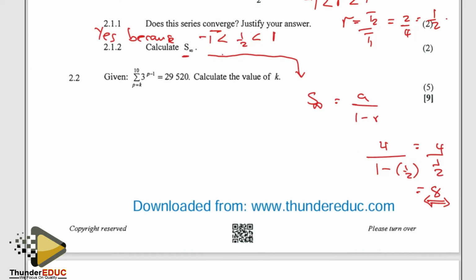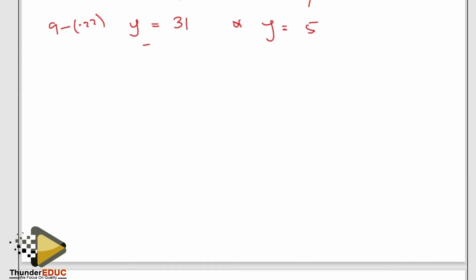2.2, we are given a sigma notation. How would we determine the value of k, for 5 marks? Let me use this side with proper space. So we have the sigma, p equal to k, of 3 to the p minus 1, going up to the 10th element, and the sum is 29520.